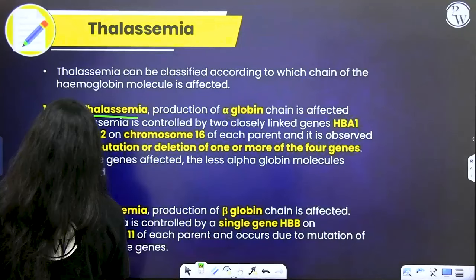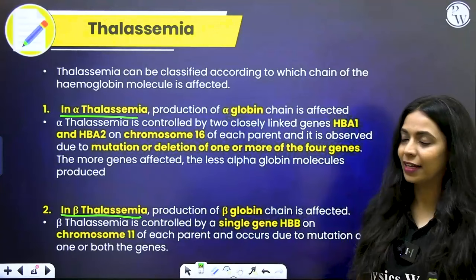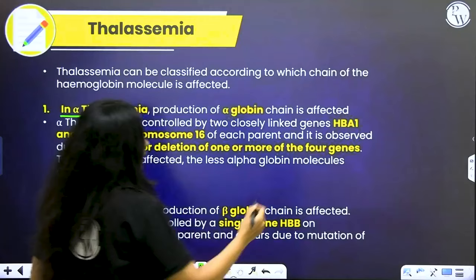This depends on which globin chain is affected. If the production of alpha globin chain of hemoglobin is affected, it's called alpha thalassemia. If it's beta globin chain, it's called beta thalassemia. So what is responsible for the production of alpha globin chain? There are two genes, HBA1 and HBA2.